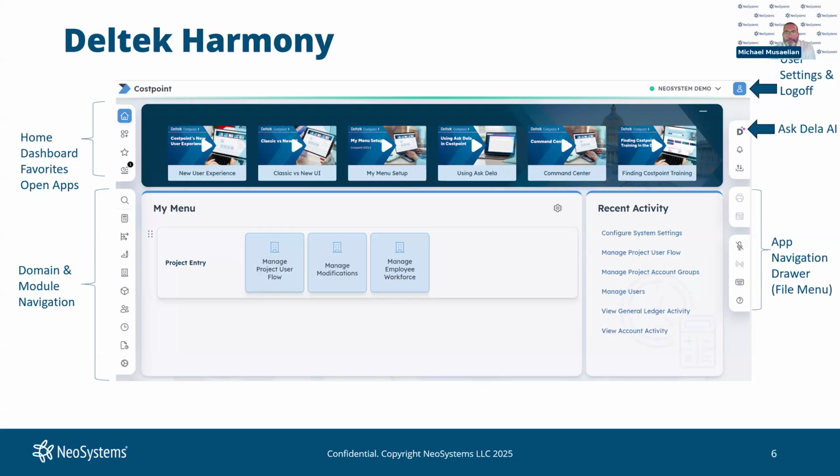On the right-hand side of the screen, you'll see the user settings and log off button. The log off button is now hidden under the user settings. I think that's my favorite change. You can't accidentally turn off Costpoint when you're trying to close one of the browser windows. So that's really helpful. And then for these other file menus, you have the Ask Della AI, as well as the app navigation drawer that used to be up at the top where the file menu was. This will be where you have the print and save functions and things like that.